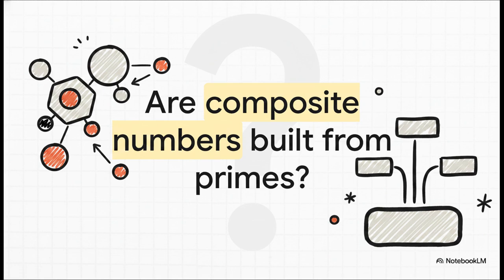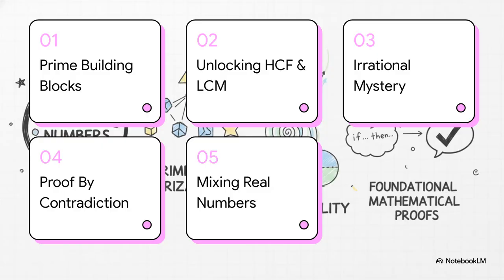Just think about that for a second. If you take any random huge number, thousands, millions, whatever, can it always, without fail, be broken down into a fundamental recipe of primes? Keep that in the back of your mind as we start peeling back the layers of real numbers. Here's our quick roadmap for the explainer.